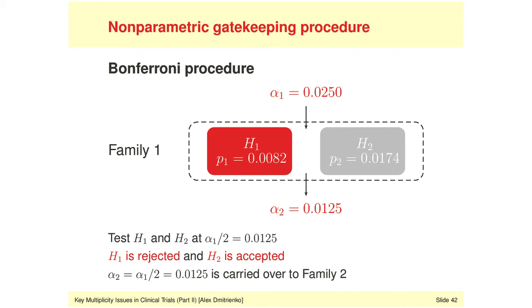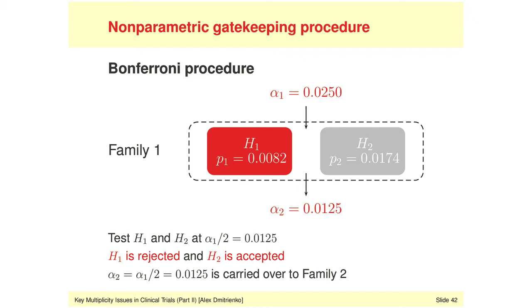I am going to use a series of graphical summaries that I think are quite helpful because they facilitate the general understanding of the underlying decision rules that are employed by the nonparametric and the semiparametric gatekeeping procedures. With the nonparametric procedure, as we said just a minute ago, we're going to begin by testing the null hypothesis in the primary family by applying the basic Bonferroni procedure.